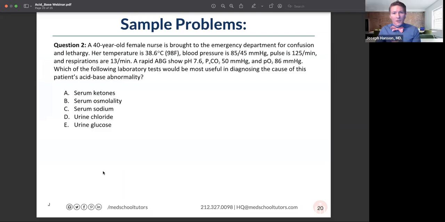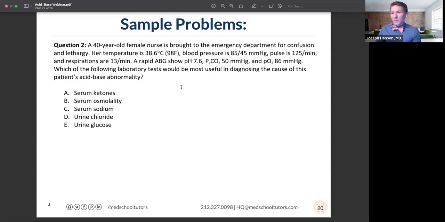All right, let's do it. So starting from the top, we have a 40-year-old female nurse brought to the ED for confusion and lethargy. Her temperature is normal, 38.6 or 98 Fahrenheit. Her blood pressure is 85/45. Her pulse is 125, and her respirations are 13. I'll point out that this is a low blood pressure and a fast pulse. I might start thinking about different types of shock in this case, of which there are 4 types, which we'll talk about in a bit.